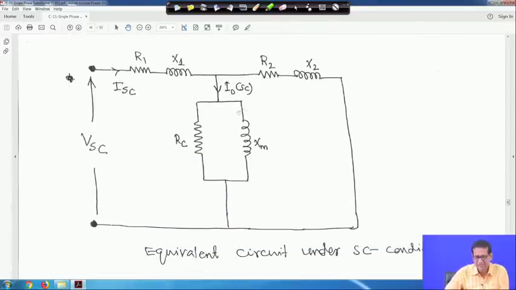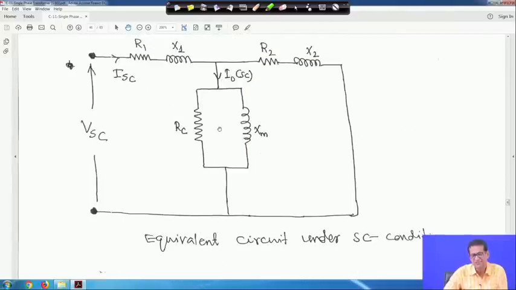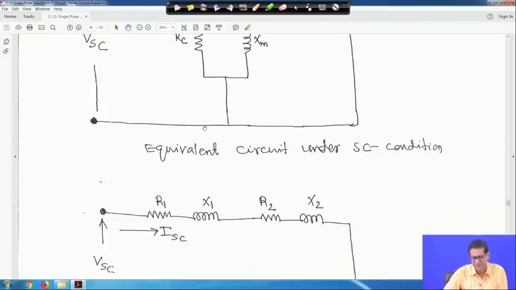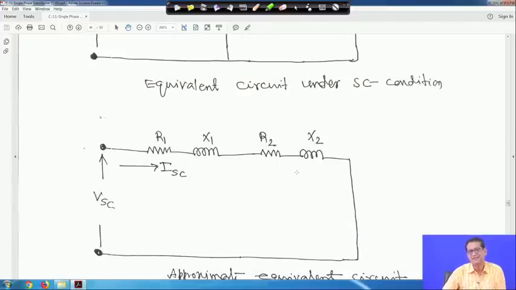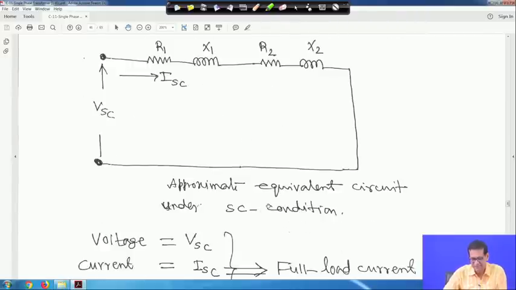Therefore, this is the equivalent circuit we have studied for a transformer, and this is the short circuit current and this is I0, but this I0 is a very small percentage of ISC. So, this term we will neglect, this loss in the RC we will neglect, in the wattmeter reading, that is the equivalent circuit under short circuit condition. If you neglect this part, because this loss is very negligible, it will be a simple series circuit. So, R1, X1, R2, X2 are all in series. This is the approximate equivalent circuit under short circuit condition.